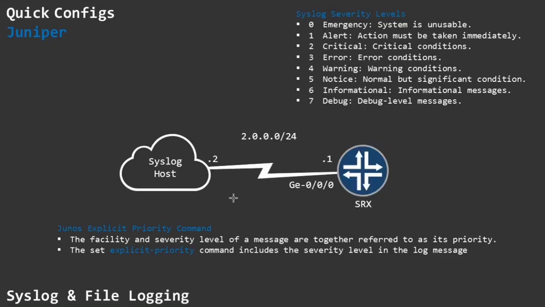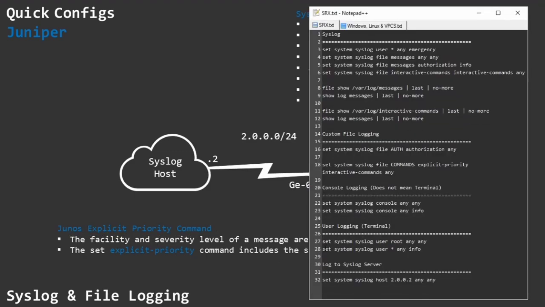Network, I'm using a very simple network, which is a syslog host, which is just my computer, and a vSRX device on this network. This is at .1, this is at .2. I'll talk a little bit later about this Junos explicit priority command. So what am I going to configure in this example?